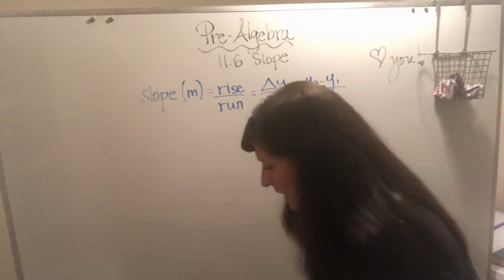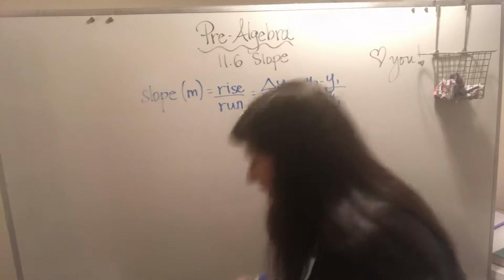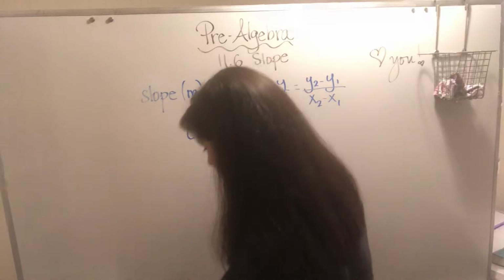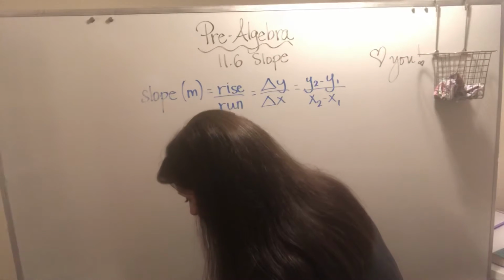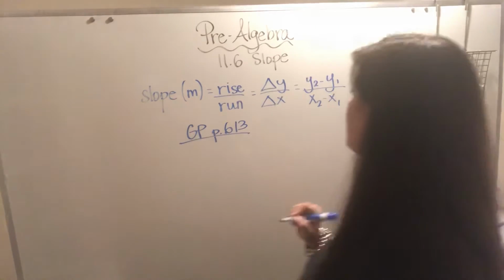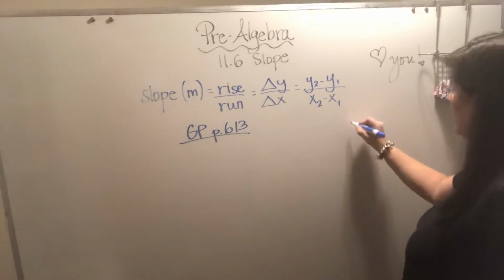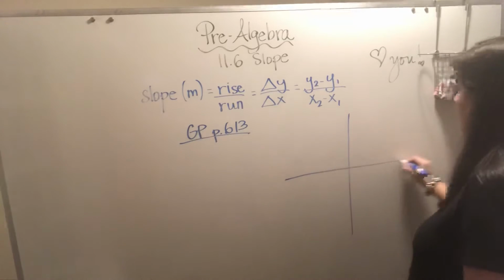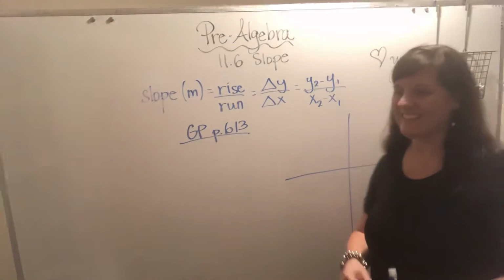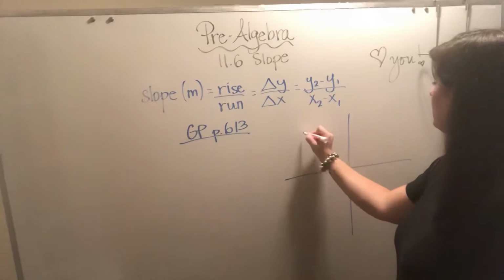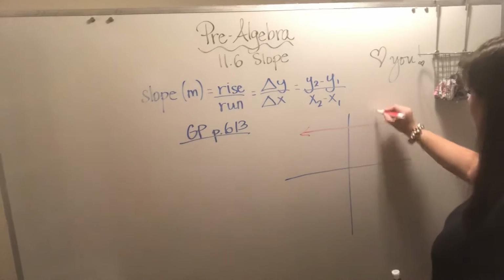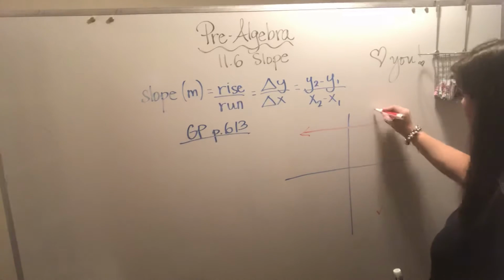Let's look at number 2, guided practice, page 613. I'm going to go ahead and cover one more concept. I was going to wait till I got to one example, but I'm going to go ahead and cover one more concept here, and that is horizontal and vertical lines. Now you've worked with graphing horizontal and vertical lines, right?